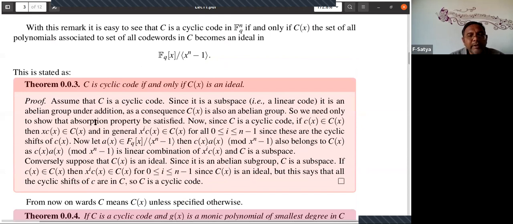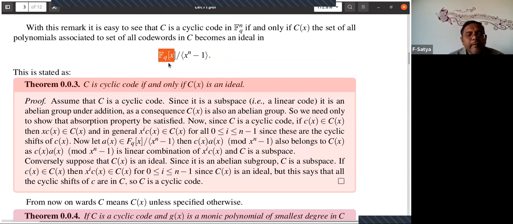So what we proved in this part is that if C is a cyclic code, then the associated polynomials together form an ideal in F_q[x] modulo x to the power n minus 1. Yeah, this we proved yesterday. The proof is not complicated. And what do you know about F_q[x] from a ring theory point of view? F_q is a field. What do you know about F_q[x]?